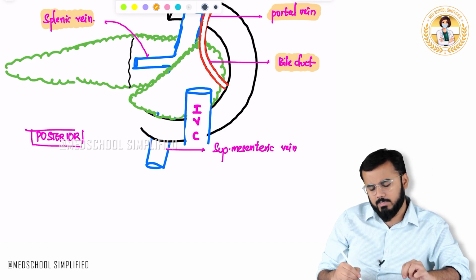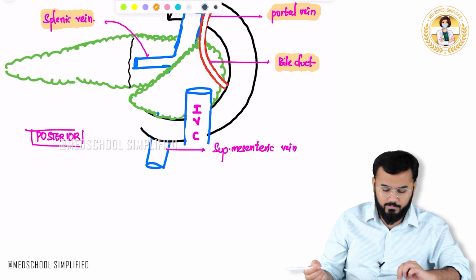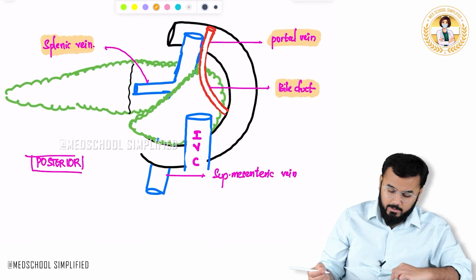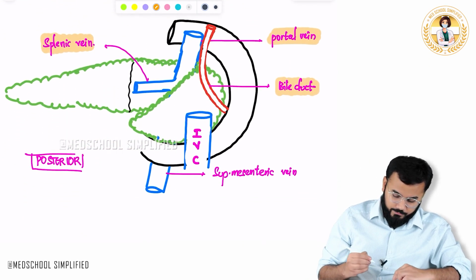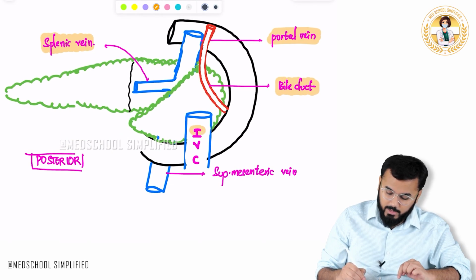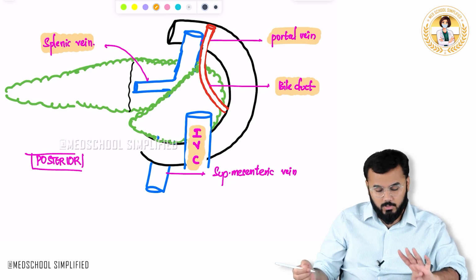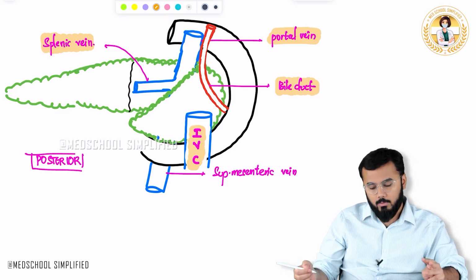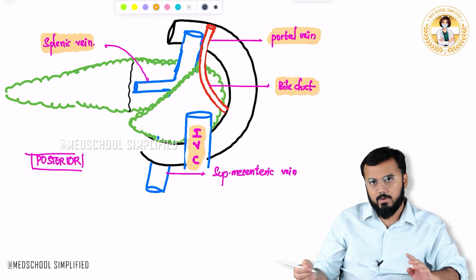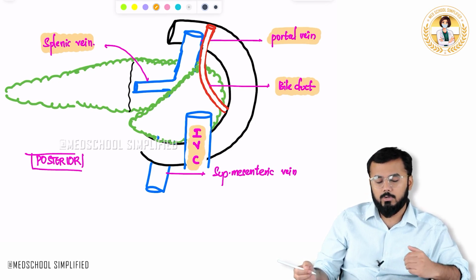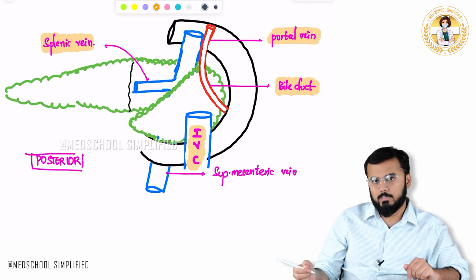Now tell me, is the superior mesenteric vein located at the back? No, it is located down here. It is not at the back of the head of the pancreas, right? But this one, the inferior vena cava, is located on the back over here. So these are the four important structures. What are the four important structures? Splenic vein, portal vein, bile duct and inferior vena cava. These are the structures that are located posterior to the head of the pancreas.